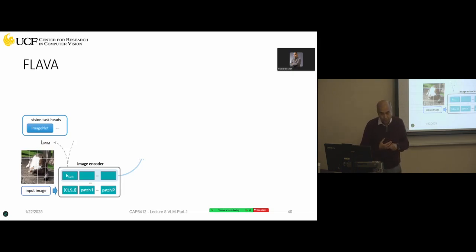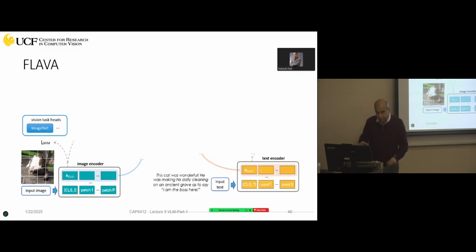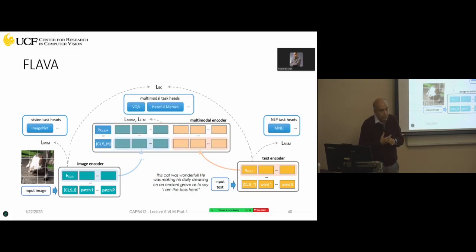Once it's done, you can do ImageNet classification, so they have this vision task head. Similarly, they have the text. Again, you encode the text with a different text encoder, and you can do the NLP, natural language tasks. So it's in a way image and text. Then they combine this so that you can now do multimodal. Multimodal means we have two modalities, text and image. And this is the multimodal encoder.